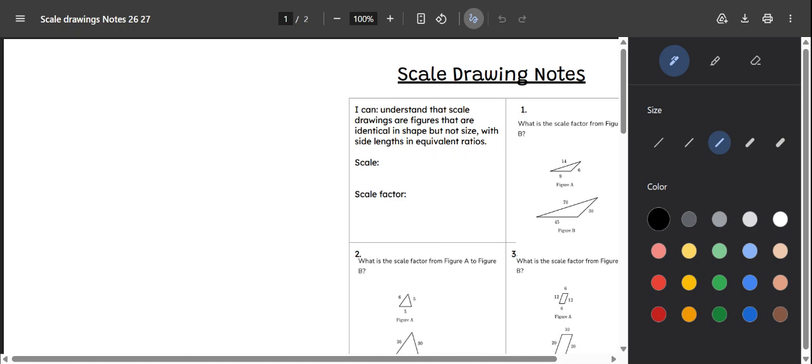We need to know that a scale is a ratio of length in a scale model to the length of the real thing. Then we need to know about scale factor. Scale factor is the number used to multiply or resize a shape.